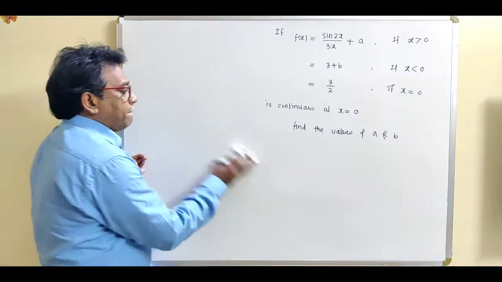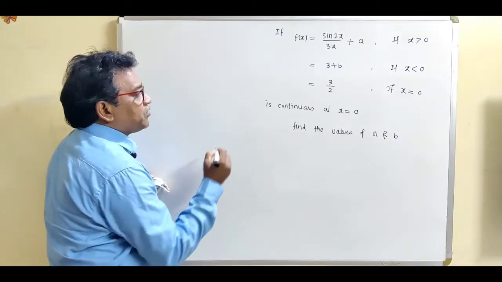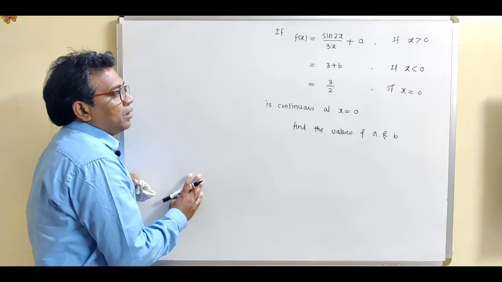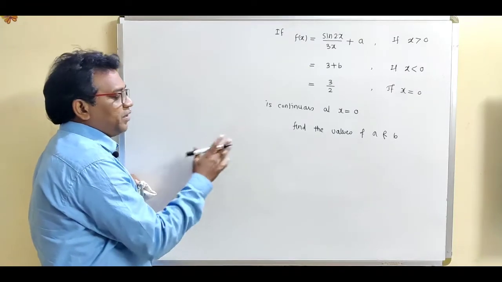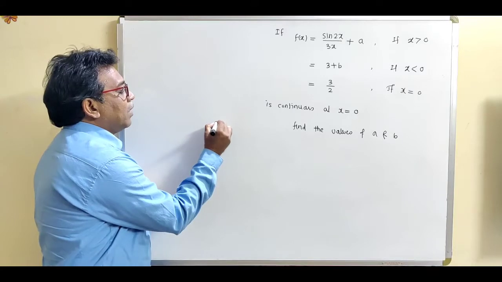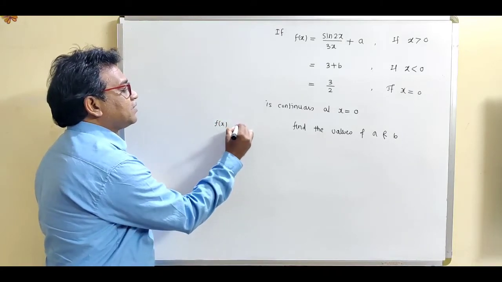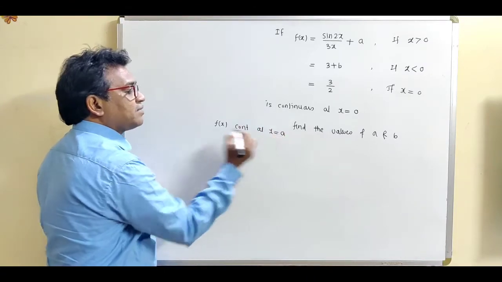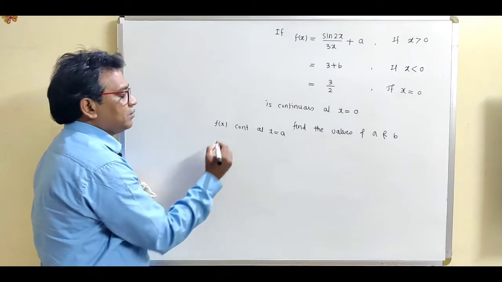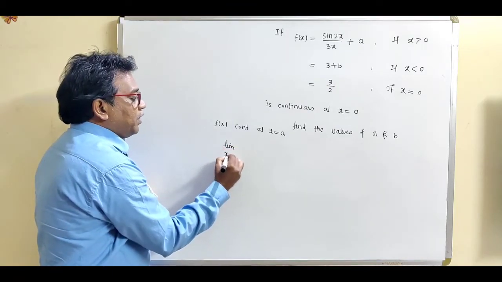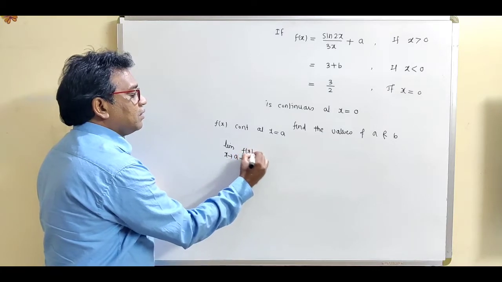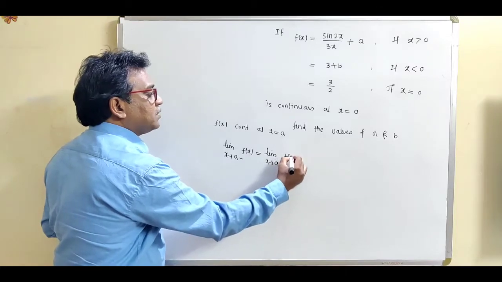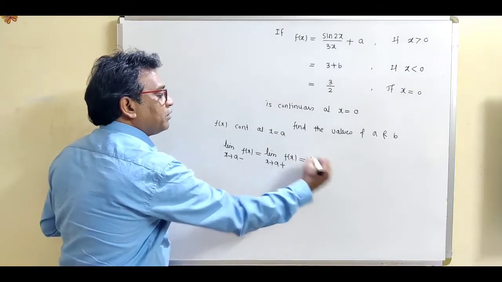Now see, we have seen the definition of continuity at the given point. So what is the definition of continuity at the given point? A function f(x) is said to be continuous at the given point x equal to a if limit from left is equal to limit from right, which is equal to the value of the function.